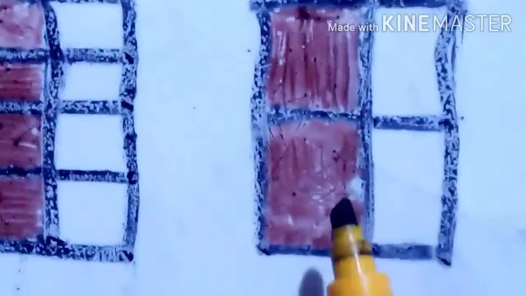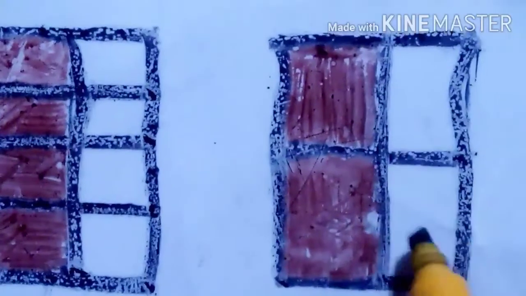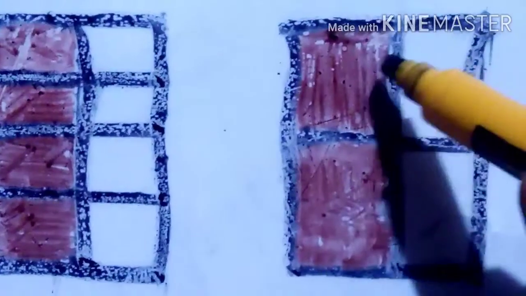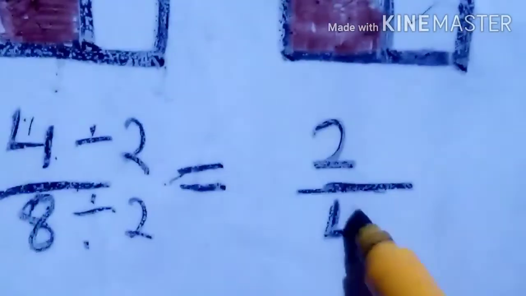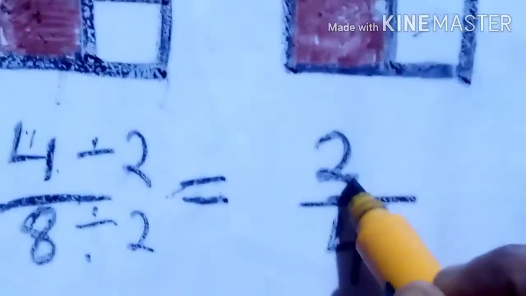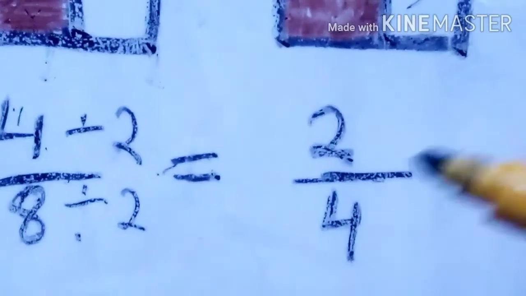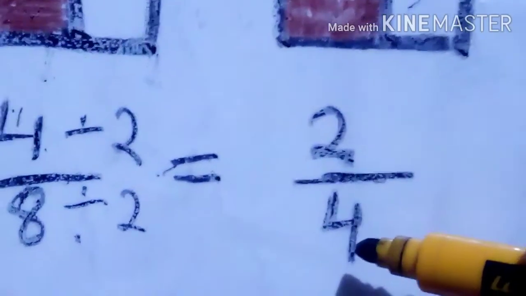Clear? Now you see this fraction. Here a square is divided into 4 parts, and out of 4, 2 are shaded. Now again we have to bring this to its lowest term because these two again have a common factor.